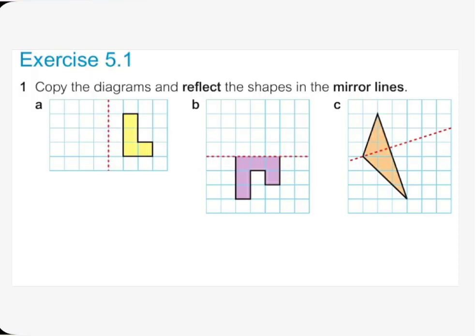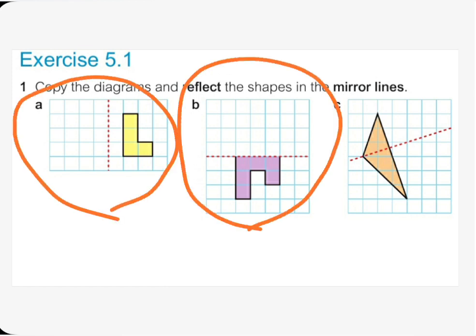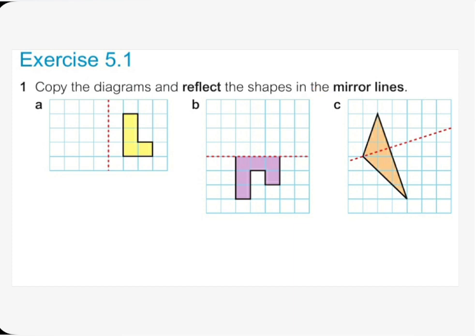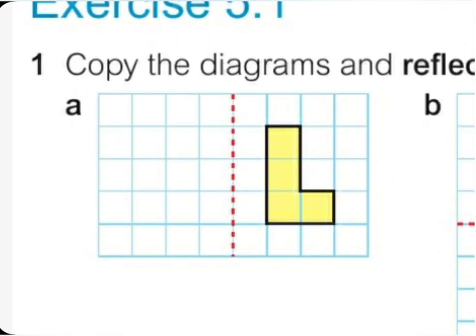Exercise 5.1, question 1. Take a look at this question. In this question, we're going to copy the diagrams and reflect the shapes in the mirror lines. Now, as you can see, we have A, B, and C. Now, let's take a look at question A. In question A, we have the shape and we will reflect it and it will become the image. And this is the mirror line. As you can see here, this is the mirror line.